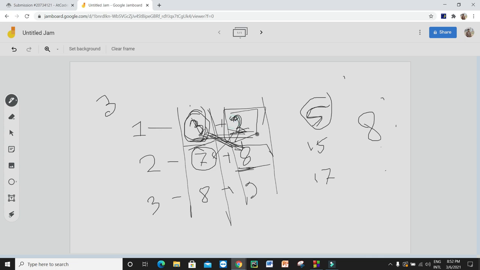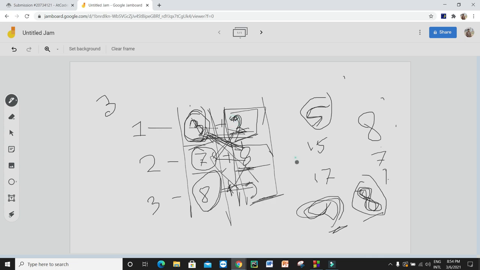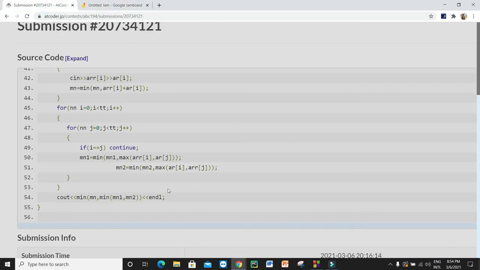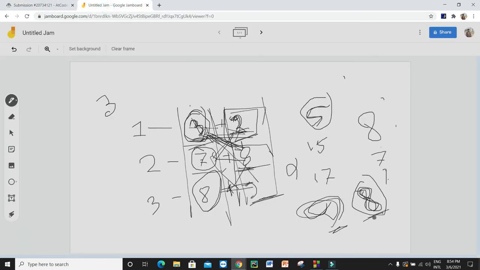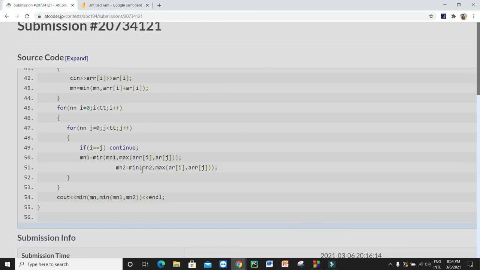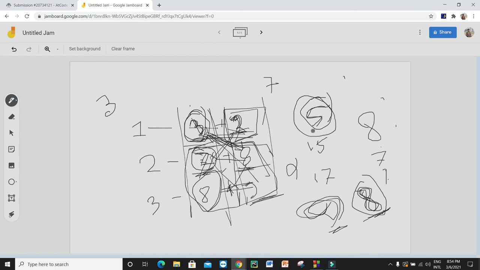What is the minimum value of mn1 and mn2? Obviously 7, right? Because this is the minimum value of all four indexes, right? 7. So here comes 7. And what is the value of mn? We stored the mn. What is the value of mn? 5, right? We stored it in the first loop. Okay, so what is the minimum value of 5 and 7? Obviously it's 5, so the answer is 5. I hope you guys understand it.